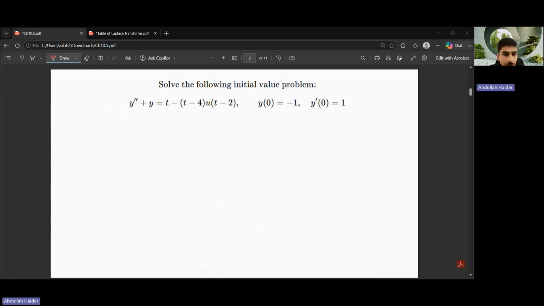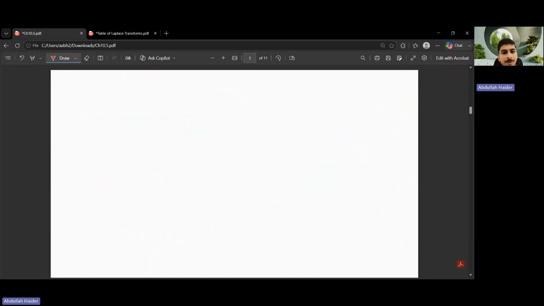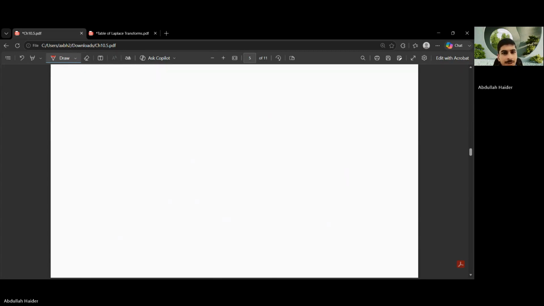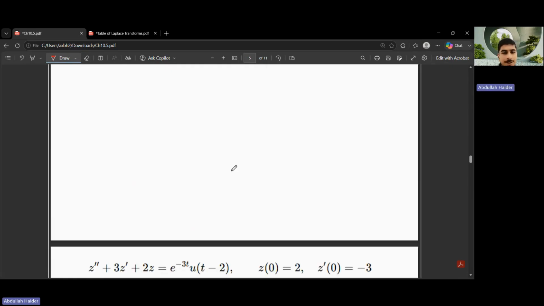And now we reach the most commonly asked questions in the quiz and the final, which is the initial value problem. You will definitely get this in any quiz and final. What changes is you'll have normal functions here. Sometimes you will have sine, cosine. Sometimes you will have an exponential as well. So we'll cover these cases.